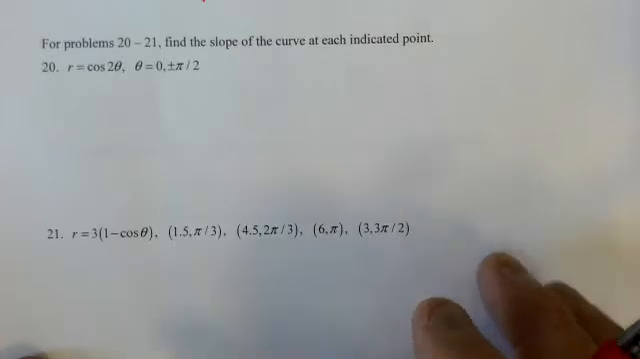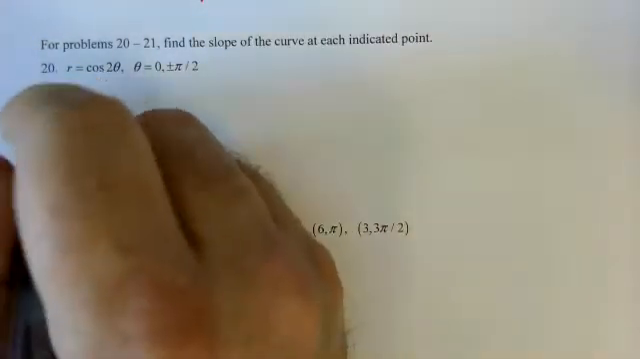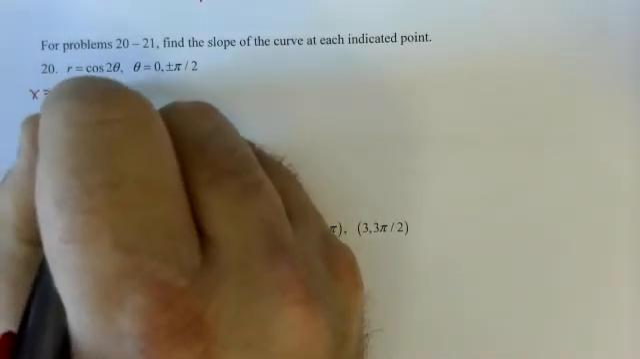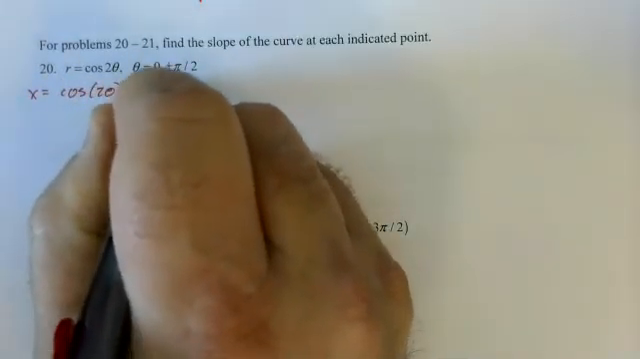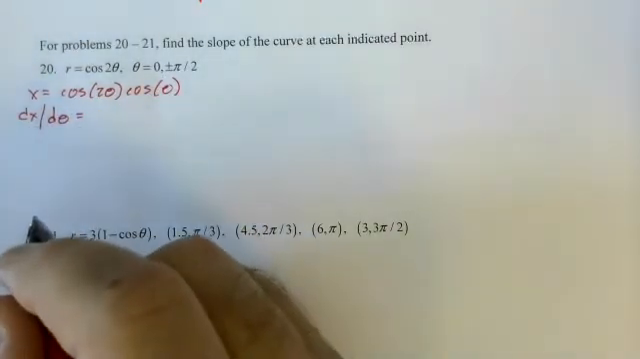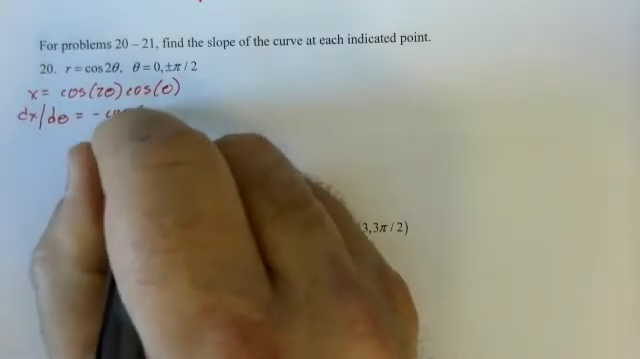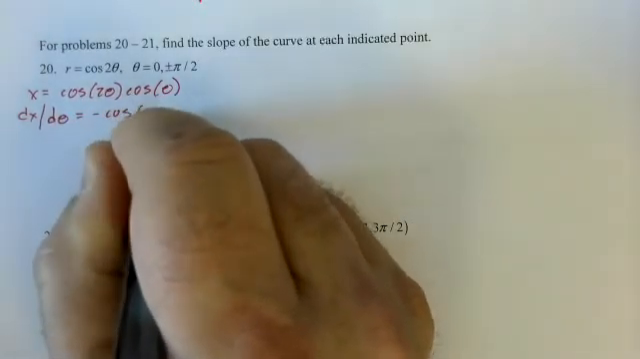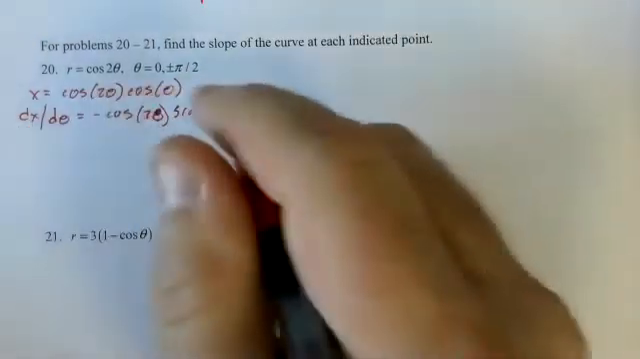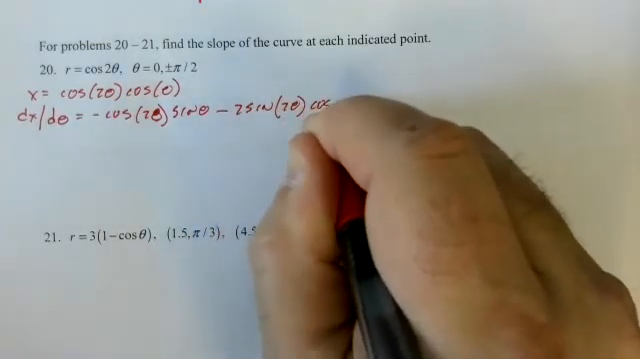Find the slope of the curve at the point 0 and both plus or minus pi over 2. x equals r cosine theta, which is cosine of 2 theta times cosine of theta. dx d theta equals negative cosine 2 theta, leaving that one alone, times the derivative of that one, minus 2 sine of 2 theta, leaving that one alone.